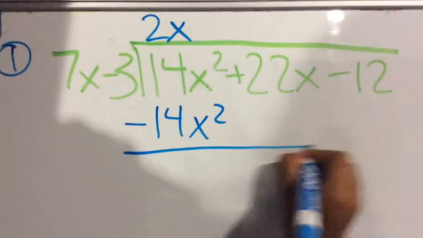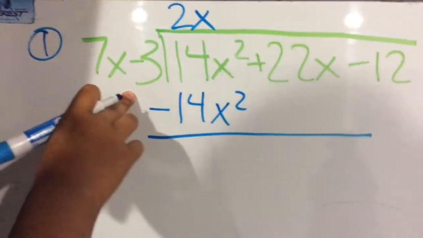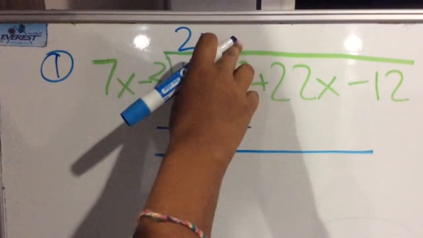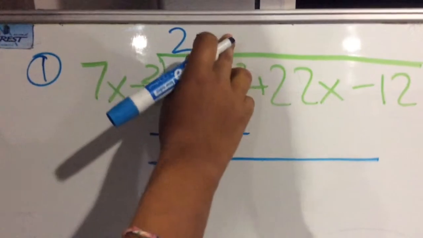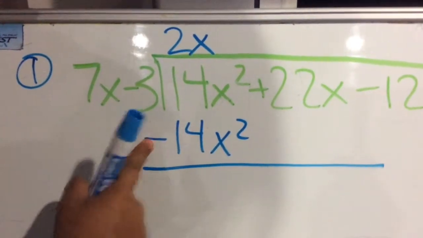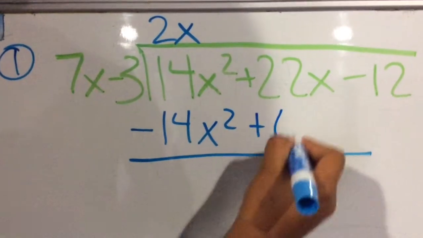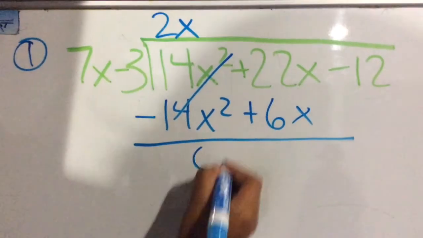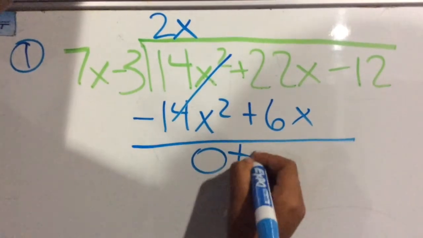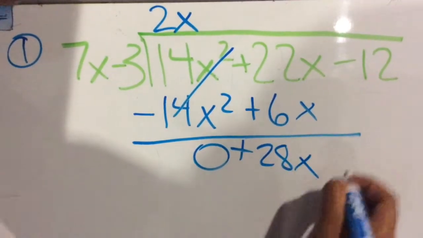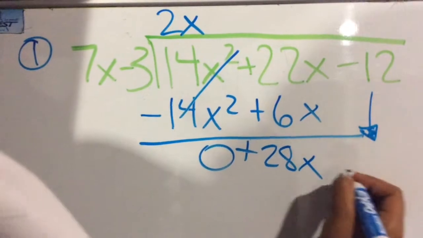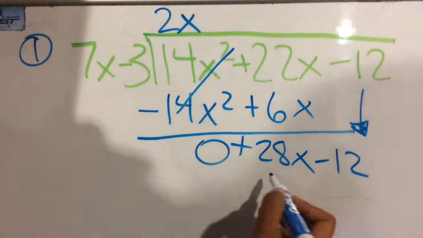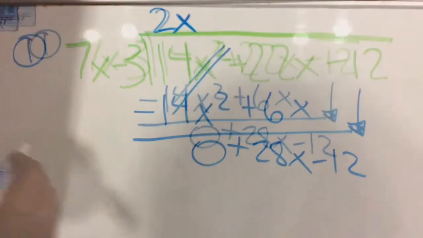And then you multiply the rest of the divisor by what's on top. So here we have negative 6x, and since we're subtracting, it would be plus 6x. And then your answer here, since this cancels out, would be 0 plus 28x, and you bring down the 12, so negative 12. So your expression now is 28x minus 12.